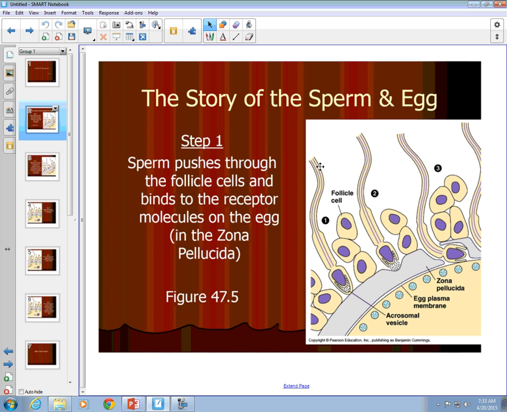And the first thing that happens is that the sperm is going to push through the follicle cells and bind to receptors that are on the outside of the egg. So if you look at here's the egg, and then there's a layer on the outside called the zona pellucida. The sperm is going to come in, and there are receptor molecules on the outside of that. The sperm is going to connect with the receptor molecules in that zone.